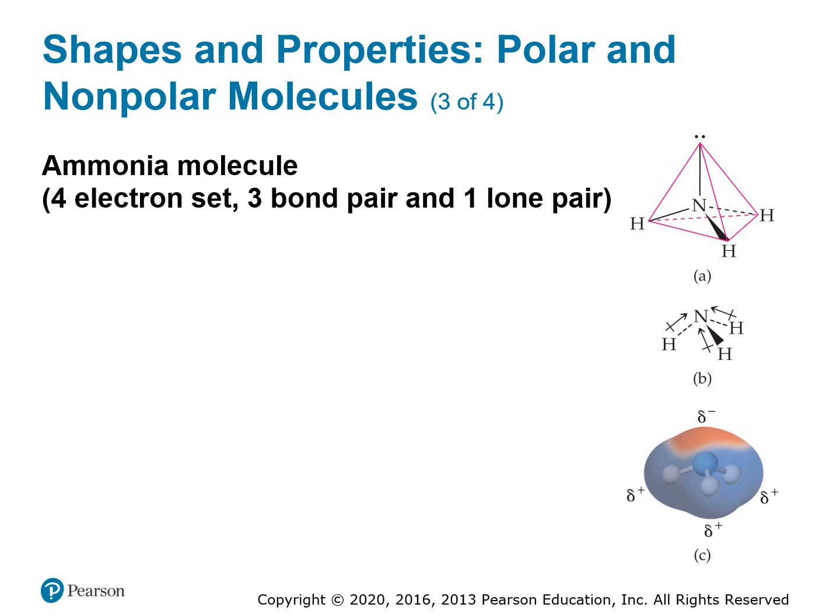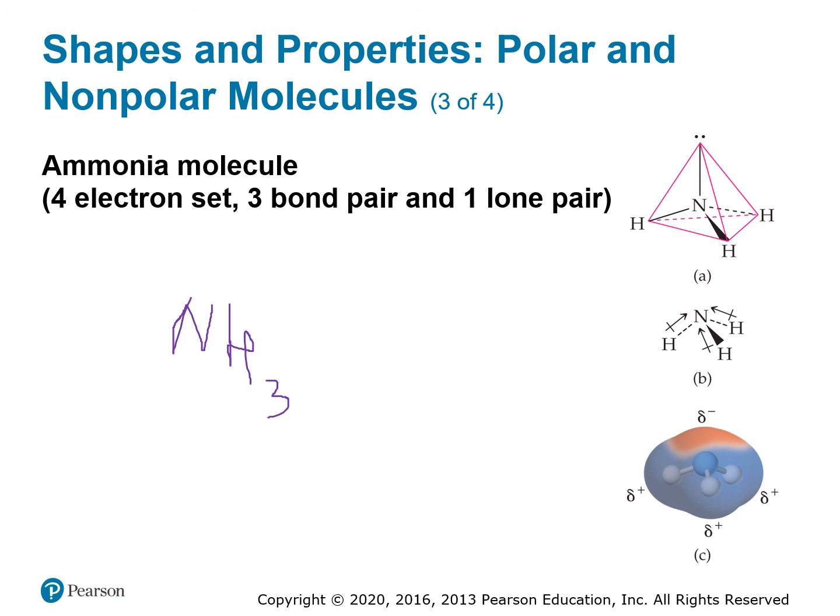Next is ammonia. So you have NH3. Okay. So ammonia has nitrogen, and you know nitrogen forms 3 bonds. So you draw the 3 bonds in the Lewis structure, and when you count the electron sets, you have 1, 2, 3 from the nitrogen.